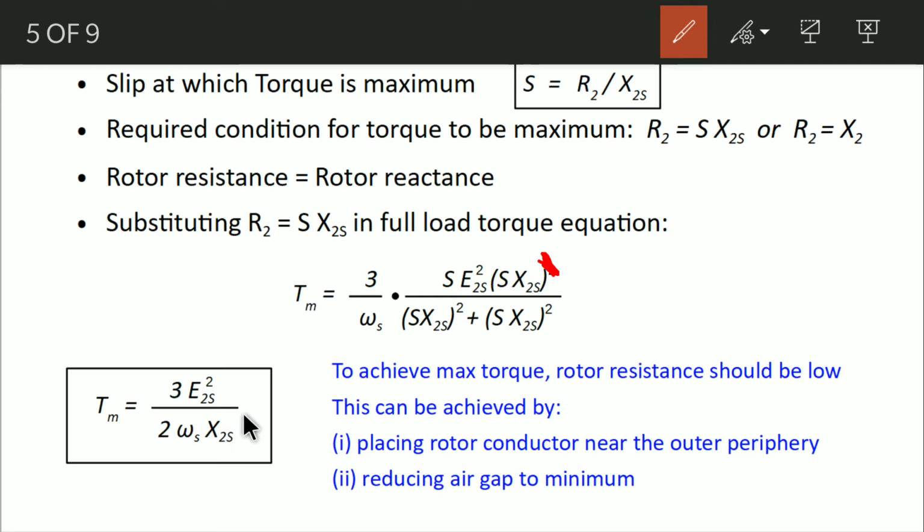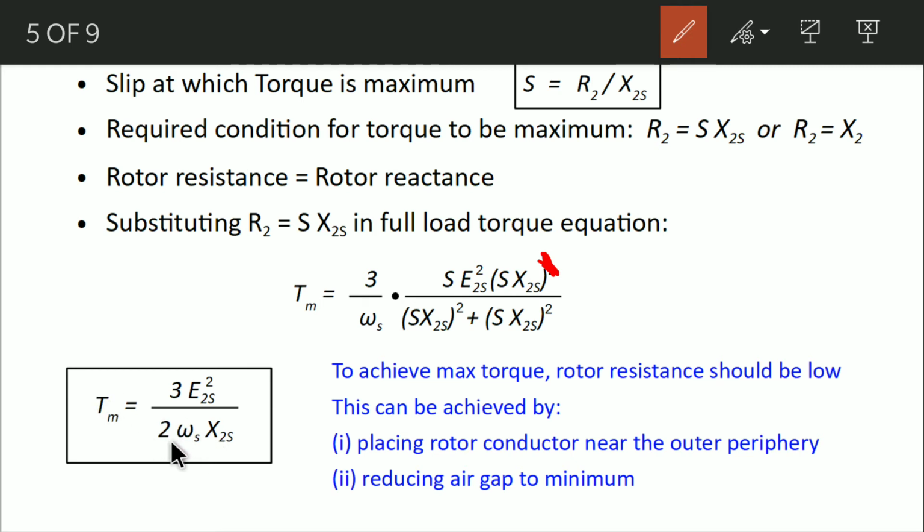This shows that the maximum torque is inversely proportional to the rotor reactance. If rotor reactance is much more, maximum torque will be less. So we have to design the motor accordingly to minimize the rotor reactance to have maximum torque.